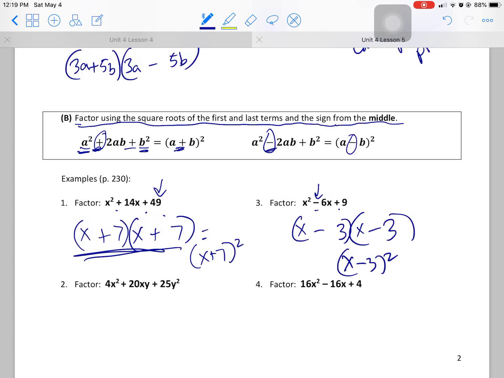Let's see, it's got a lot going on. Is there a GCF? 4 doesn't come out of 25, so no, and they don't have any extra letters. They just have 2 variables. So I can still guess because that 4 is a perfect square and that 25 is a perfect square. So let's try the root of that first here, root of the last here, and then the sign in the middle.